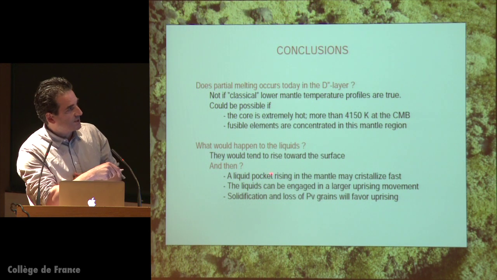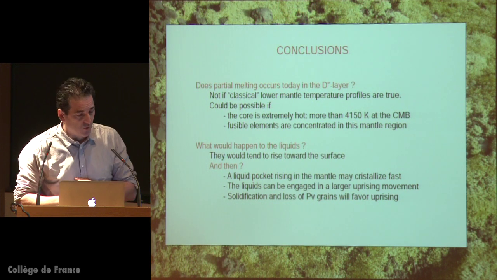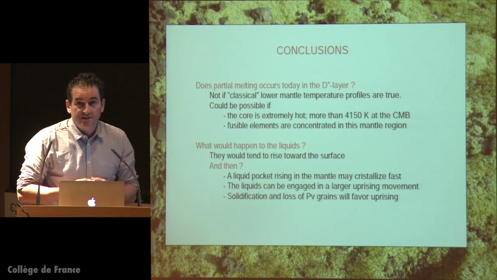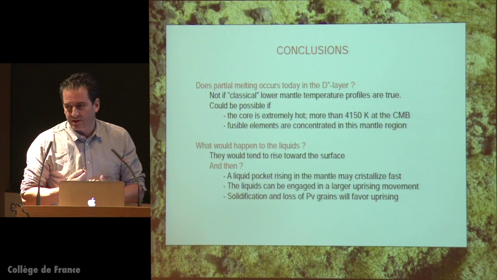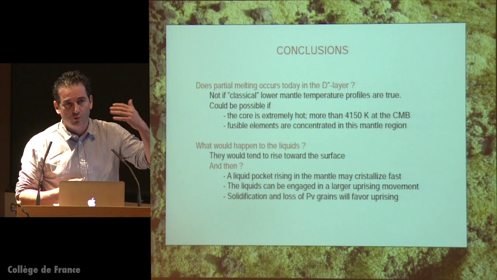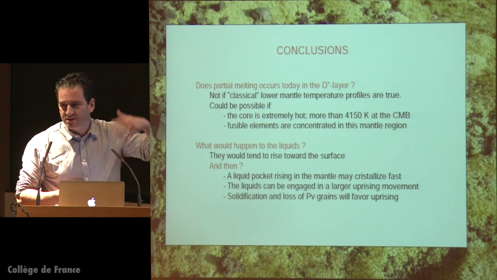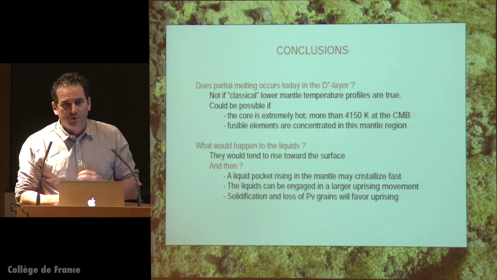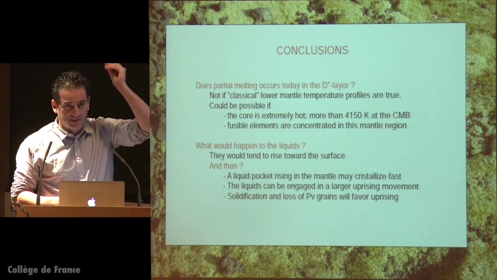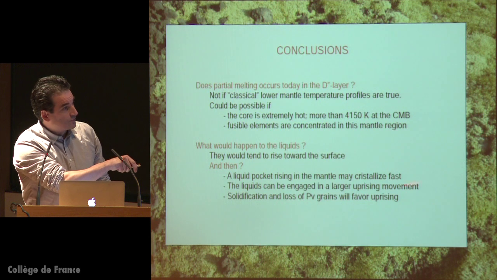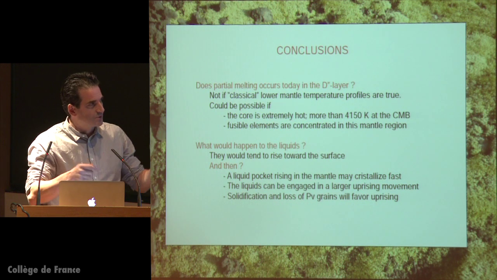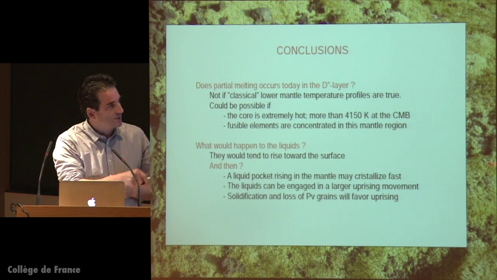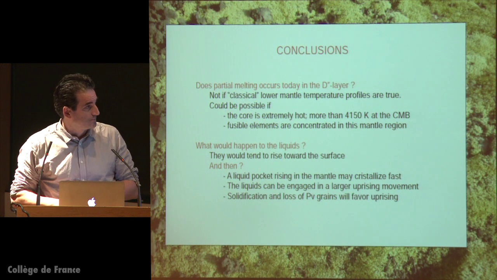So a liquid droplet or liquid pocket that is even slightly richer in iron that would go up, cool down and crystallize would never go very far. So I think it's not possible to have liquid going up like this through the mantle. But rising with a larger amount of material rising up, this could be much more probable.